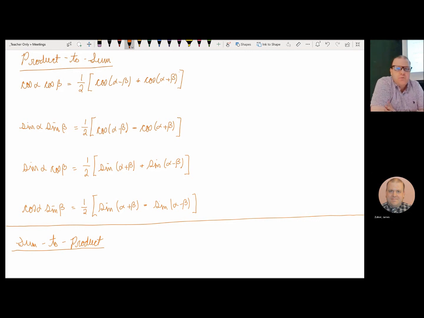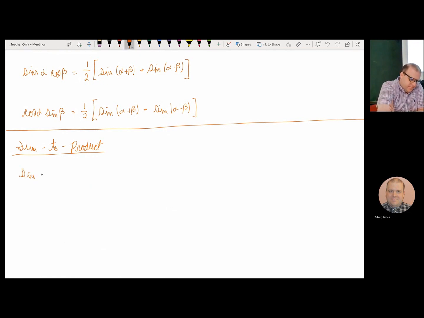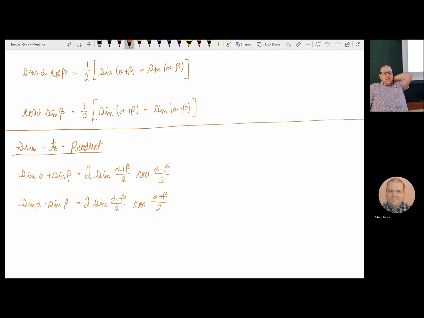And then finally, we have the four sum to products. Sine alpha plus sine beta is 2 sine of alpha plus beta over 2 cosine of alpha minus beta over 2. Sine of alpha minus sine of beta is 2 sine of alpha minus beta over 2 cosine of alpha plus beta over 2.